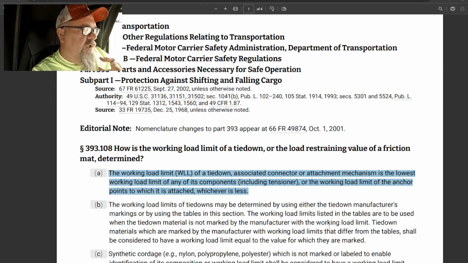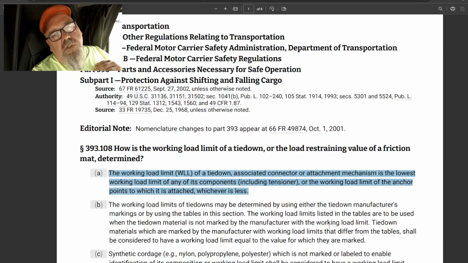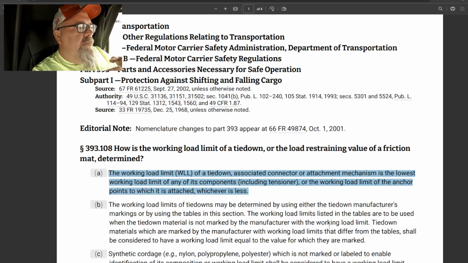So you have 5,400. Then you need to determine what your anchor point is on your trailer that you're anchoring to. I'm hauling a Fontaine right now, so my anchor point, which is a hook pocket underneath, is rated at 5,400, which I can show you later. Also, the winch on these trailers is rated at 5,000. Well, 5,000 is lower than 5,400, so my anchor point is 5,400, my strap is 5,400, but my winch is only 5,000.